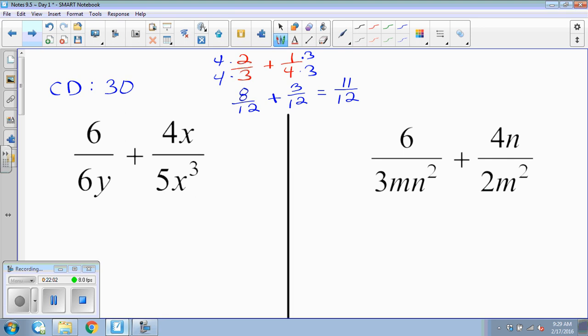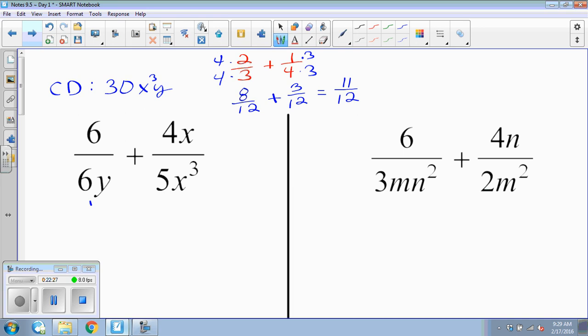So let's look at the x first, so let's go in alphabetical order. I have an x to the third here, so what would I need here? I need an x to the third, right? And then I have a y here, so what would I need here? A y. So I can make both of them be 30x to the third y. So let's make this one turn into 30x to the third y.